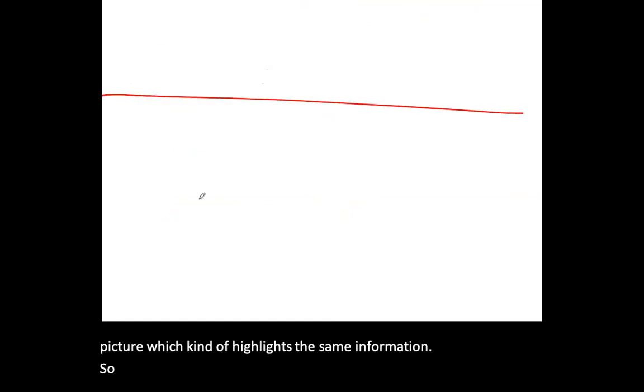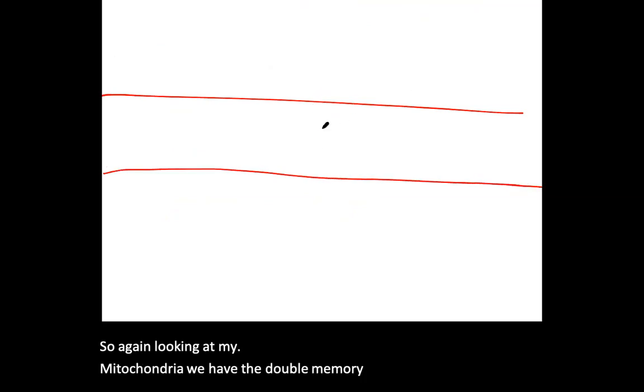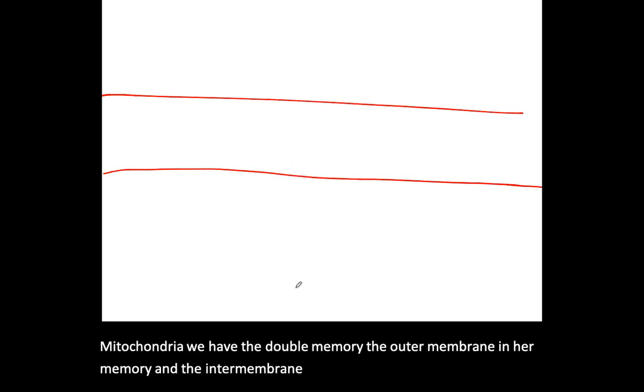So I'm going to show you my drawing first, and then we'll take a look at the picture, which kind of highlights the same information. So again, looking at my mitochondria, we have the double membrane, the outer membrane, inner membrane, and the intermembrane space. This space is your matrix of the mitochondria.